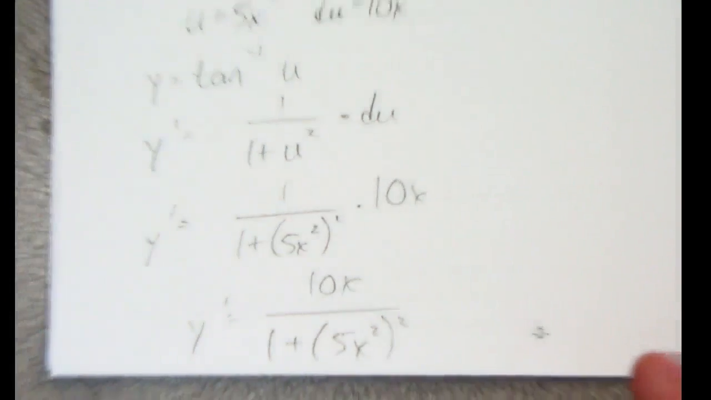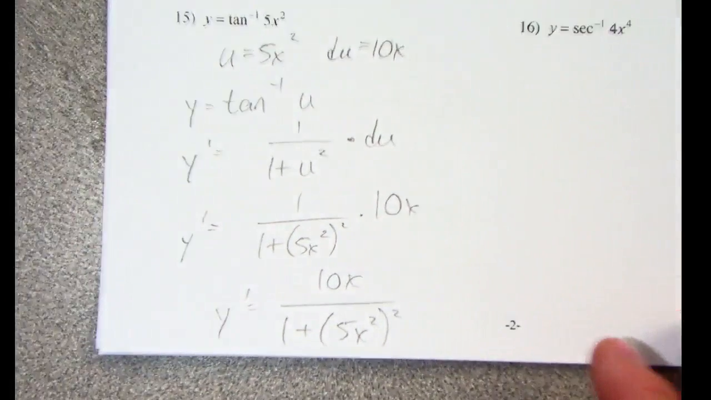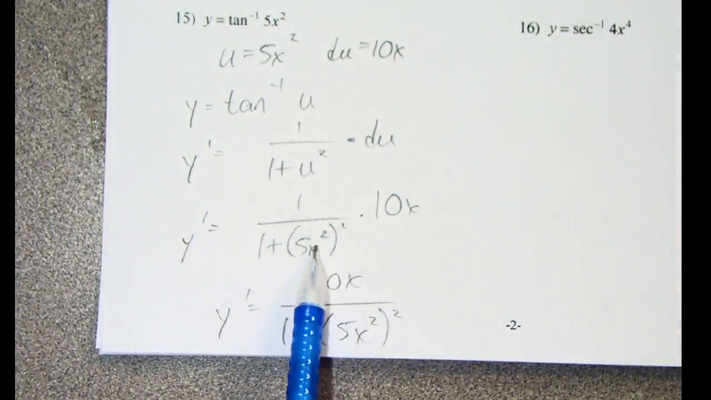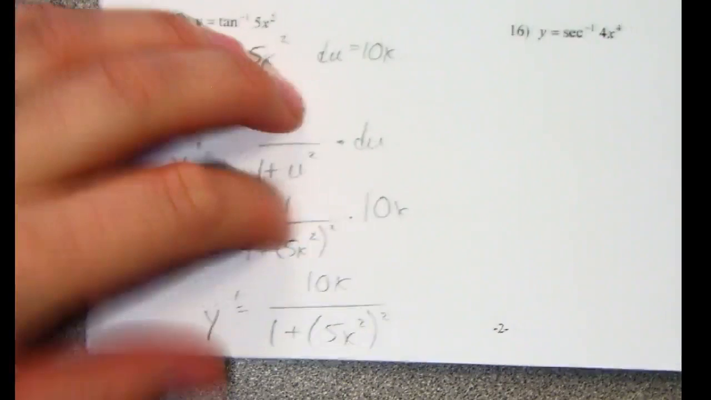And again, you could just look at that, and this is easier for some people than others, but the derivative of tan inverse is 1 over 1 plus blah squared, where blah is the little guy, and then you multiply by the derivative of the little guy. So whichever way works best for you, that's what I want you to do.